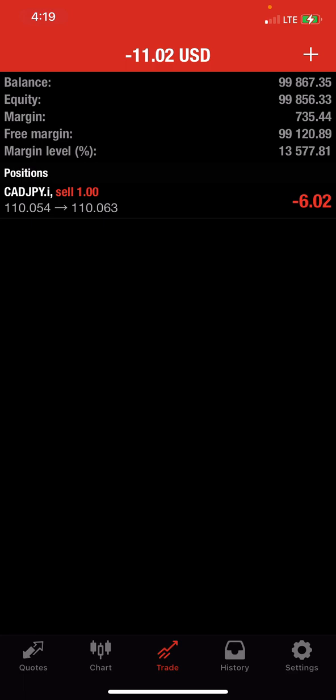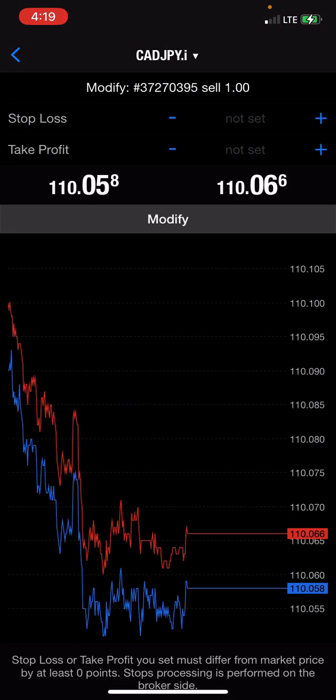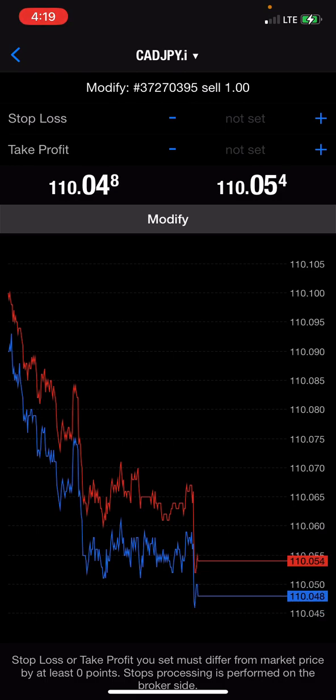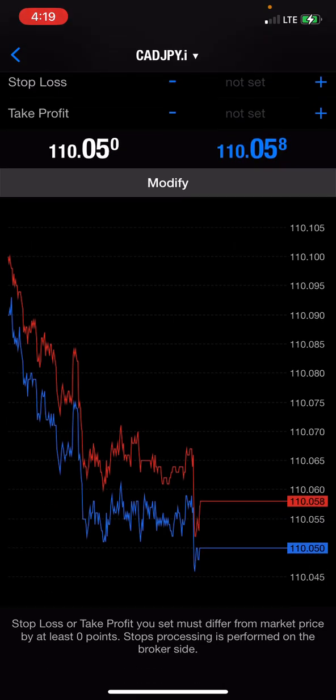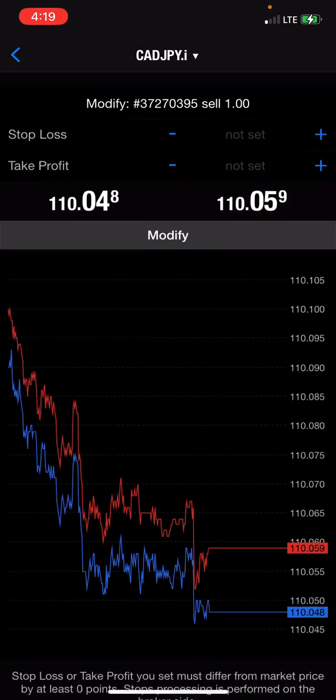Okay, see, I'm still $11.02 in the hole. So I would need this chart to go down more, right? When I go to modify, I need this chart to go down more. I need to see more price action down before I can modify and put a stop loss. So I'm expecting it to go down more, right? You see how it's going down? You see how you're getting those long lines down there? See, as it's going down, I can modify my trade once I get into the profit.